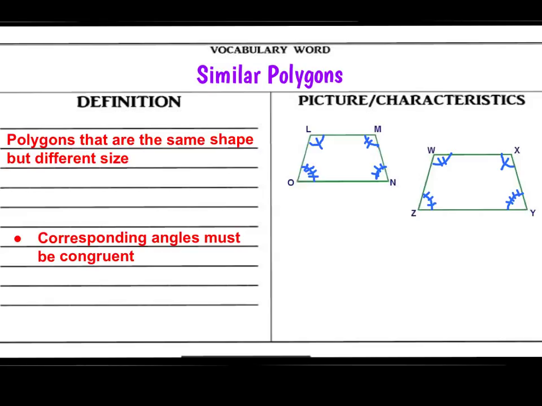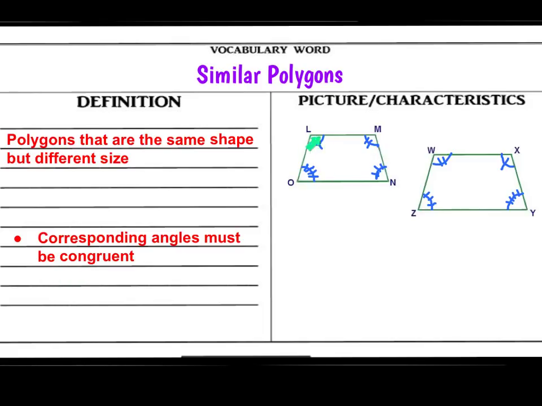So we've already talked about dilations, and when you dilate an image or a polygon, you create similar polygons. So if you look here, we have two polygons. They're actually trapezoids, and they're similar, which means that they have the same shape but different size. And when you have two similar polygons, all corresponding angles must be congruent.